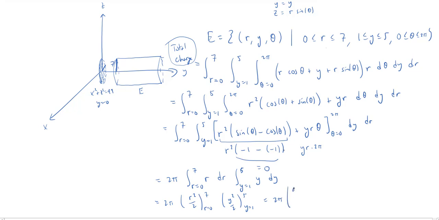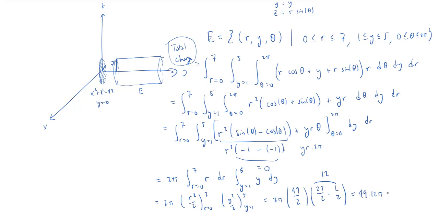7 squared is 49, over 2 is 49 halves. At 0, you get nothing. And then 5 squared over 2 is 25 halves minus 1 squared over 2, so 25 halves minus 1 half. So this here is going to be 24 halves, which is 12. The 2's cancel, so we're going to end up with 49 times 12 times pi, which is 588 pi. All right, so that is our total charge. Yeah, it didn't make much sense, the original problem, but hey, at least we got something positive, right?